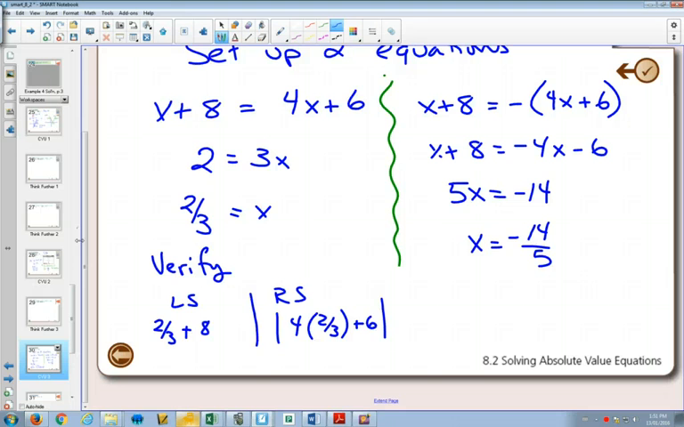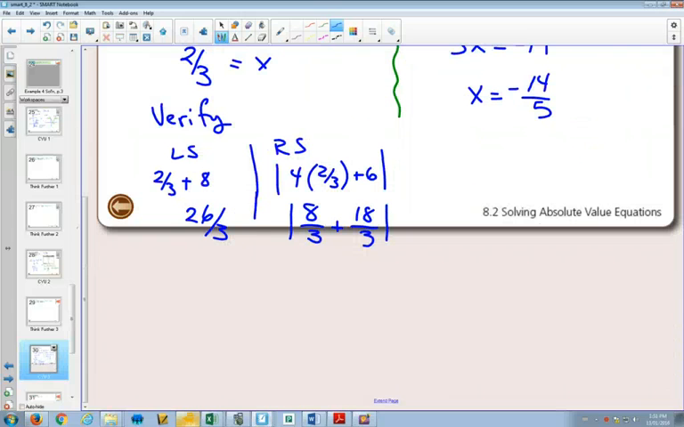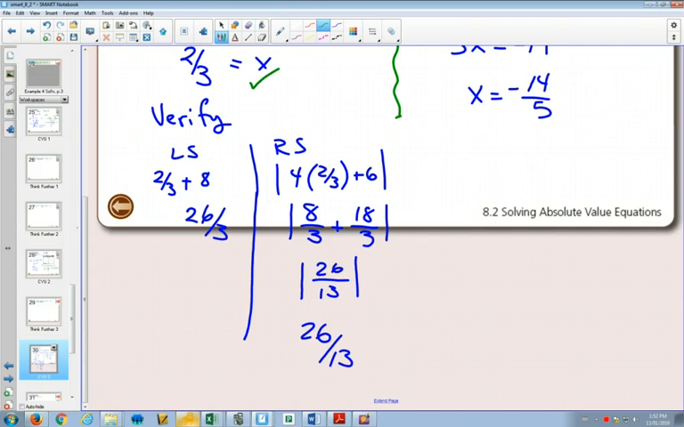8 is the same as 24/3, so this becomes 26/3 on the left. And here we're going to have absolute value of 8/3 plus 6 is 18/3, which becomes 26/3 inside of the absolute value. Once you've got a single number in the absolute value, that's when you can figure that out. It's going to stay 26/3, so we know that this answer is correct. Oh, sorry, 26/3. Thank you.